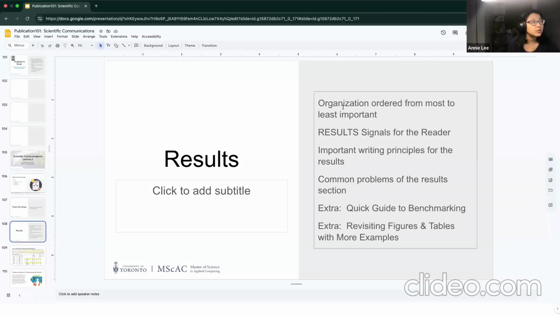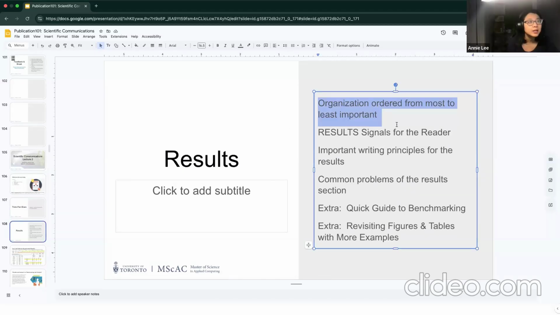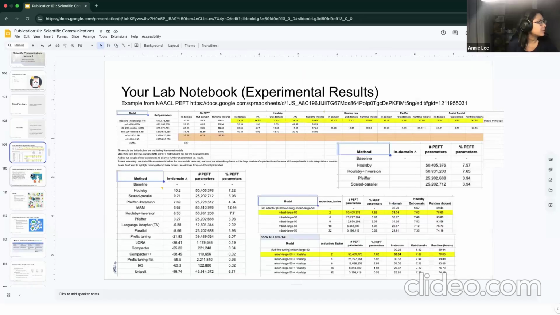So you want to organize your results from the most important result to the least important results. And a lot of times in our papers, because they're very compressed and short, a lot of the results end up being put in the appendix. But the most important result is the one that answers your research question. We'll also talk about some writing signals to help you write, important writing principles, and common problems of the results. These are benchmarking, which we don't need to worry about as much.